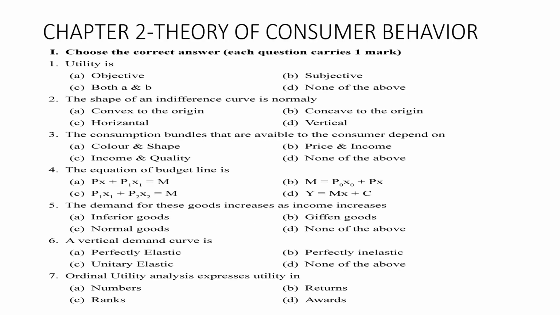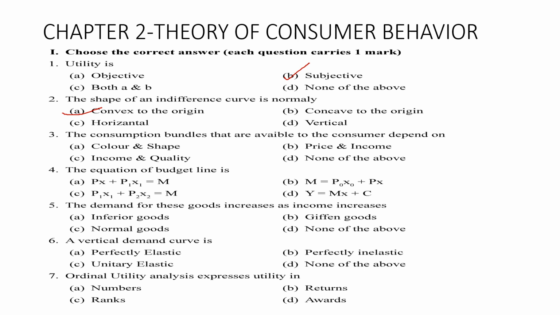Yes. Now chapter 2, theory of consumer behavior. Question number 1. Utility is dash. So utility is a subjective concept and it differs from person to person. Second one, the shape of an indifference curve is normally dash. So shape of an indifference curve is always convex to the origin.